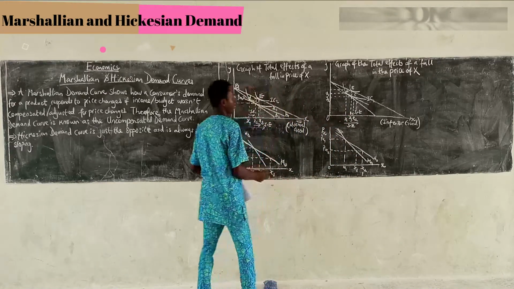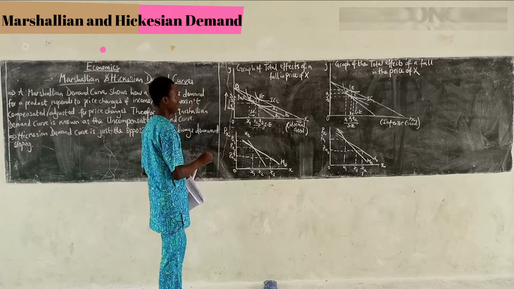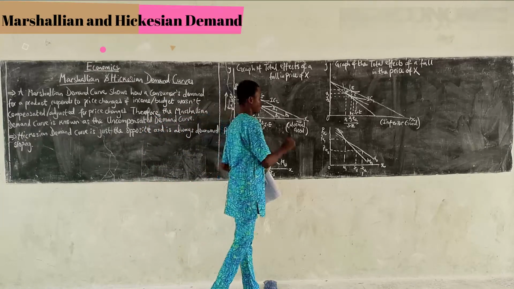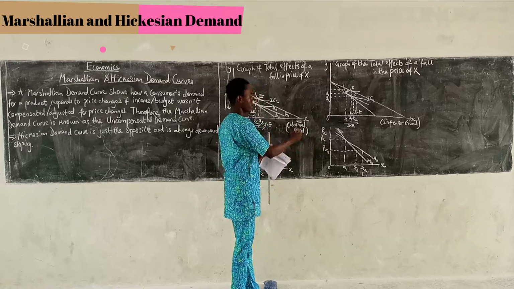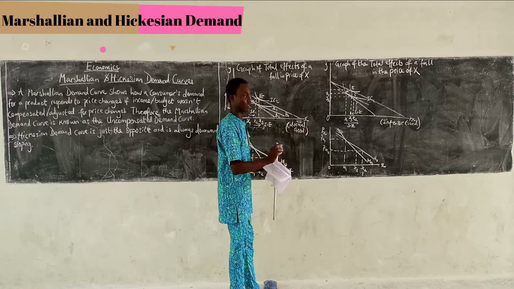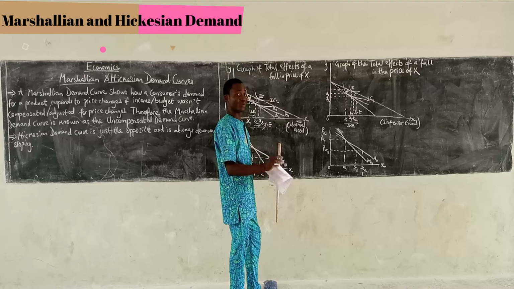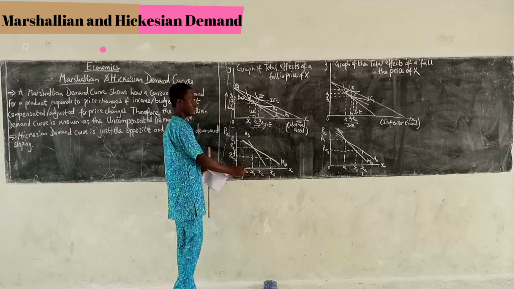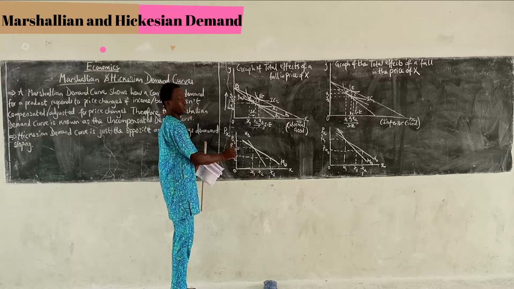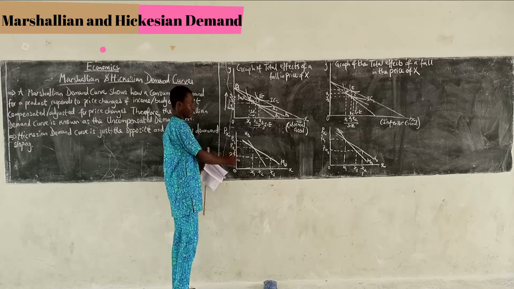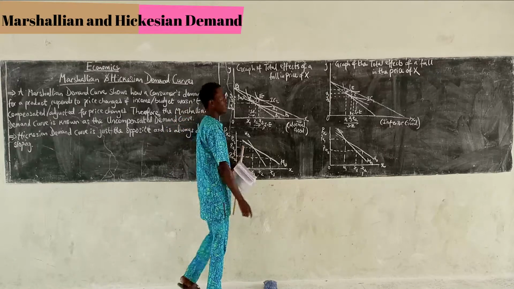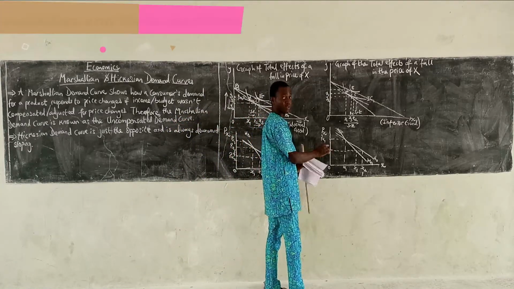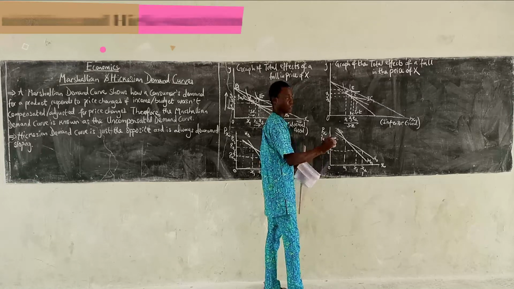So here the observation also is that they are both downward sloping. From the graphs, you should be able to tell easily if a good is an inferior good or a normal good. For a normal good, you have the Marshallian demand curve being flatter than the Hicksian demand curve, which is what we have here. Now, for an inferior good, you'll have the Hicksian demand curve being flatter than the Marshallian demand curve. It's as simple as that.